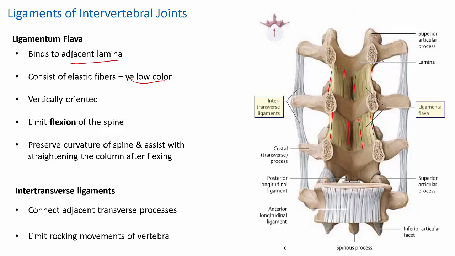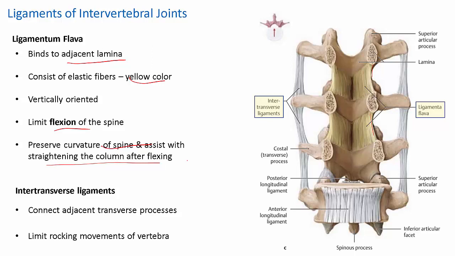So when you start to flex the spine, as you guys can imagine, this would basically stretch these ligaments, and they're going to resist that flexion as it begins to flex. So, limitation of that. And that's good because the posterior longitudinal ligament didn't provide a whole lot. It's pretty weak. So this will provide some extra support. Another thing to keep in mind, this is going to help preserve the curvature of the spine and assist with straightening the vertebral column after you flex. So after you flex and you're trying to bring it back up to the upright position, these will help with that.